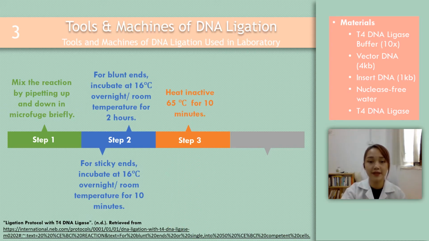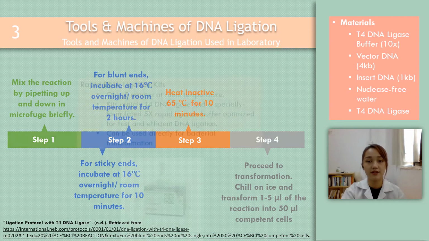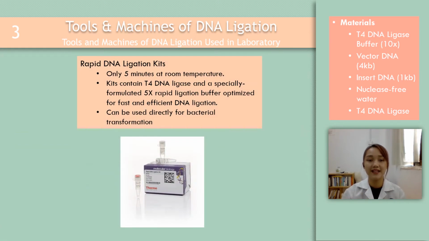So the third step is the heat activation, 65 degrees Celsius for 10 minutes. Basically DNA ligation can be done within these 3 steps, and the fourth step we can proceed to our transformations. Nowadays scientists have explored more and more convenient kits that help the DNA ligation process be done faster, more rapidly, and more conveniently.